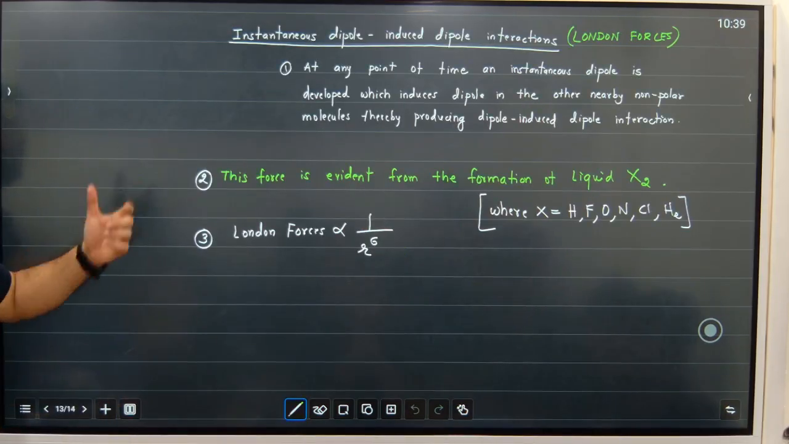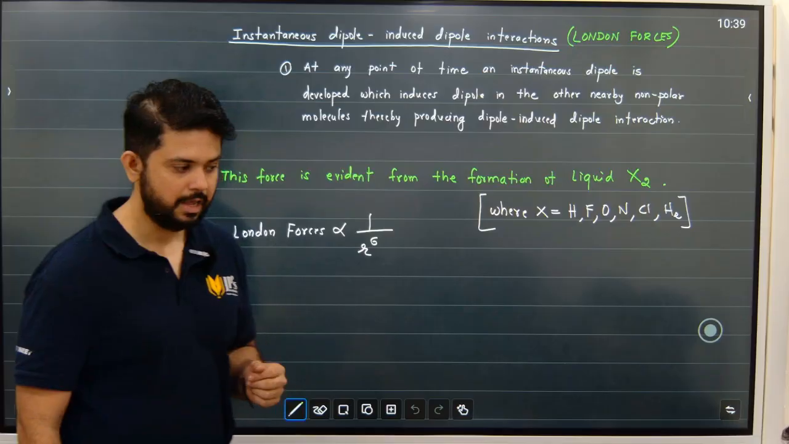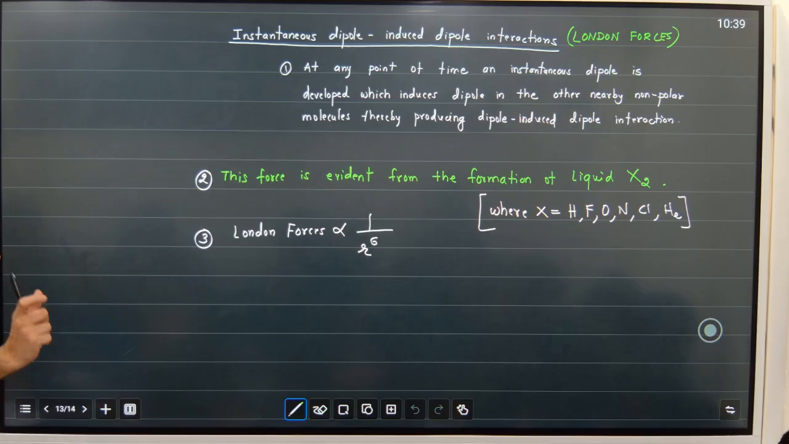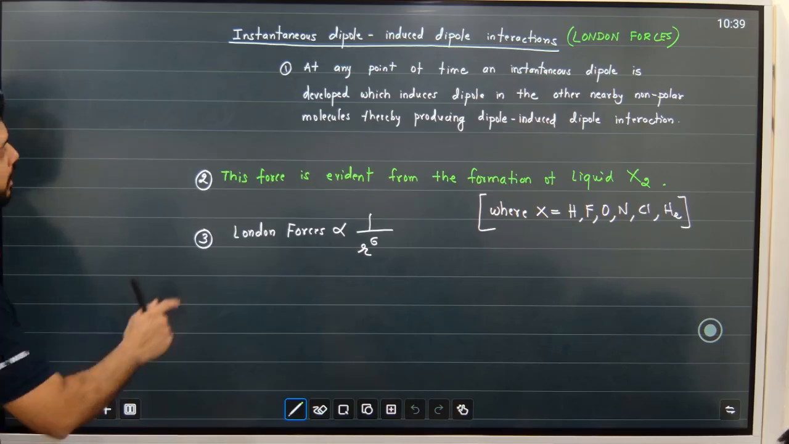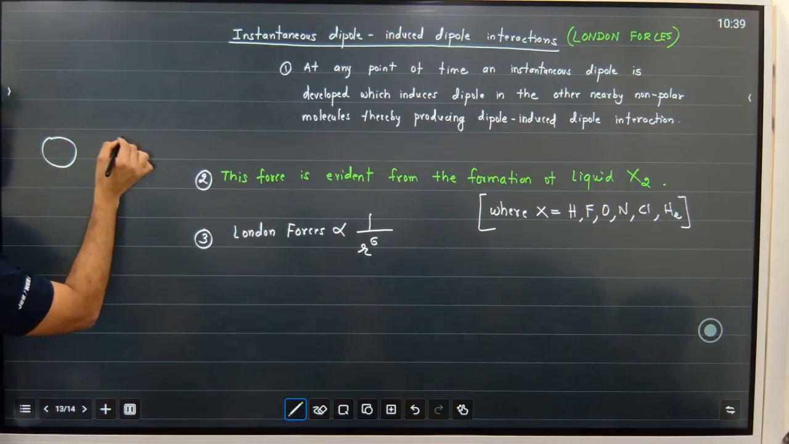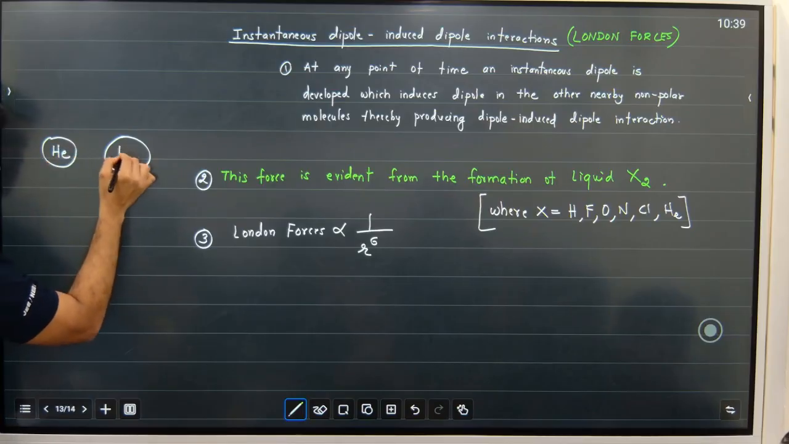Next we have instantaneous dipole induced dipole. Now what this means is, we first saw two polar molecules coming close to each other. In the second case we observed one was polar, the other was non-polar. In the third case we have two non-polar molecules coming close to each other. I repeat, both are non-polar.